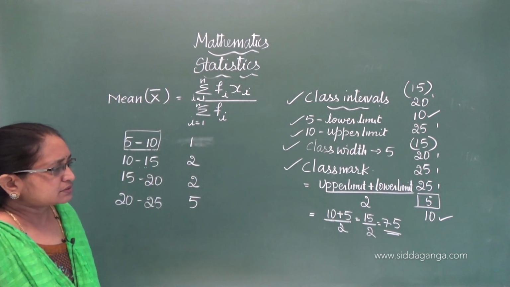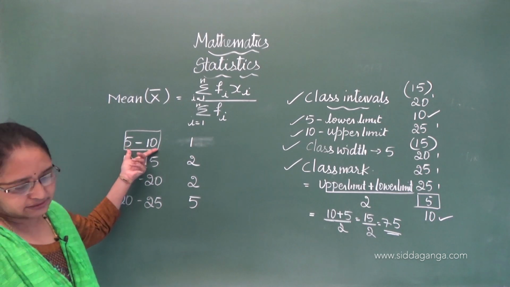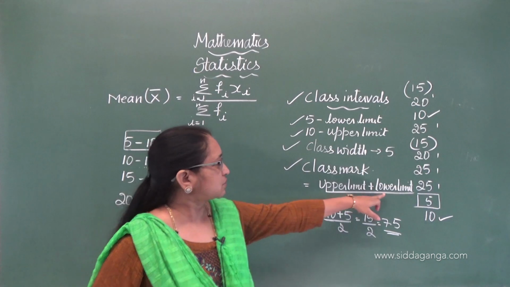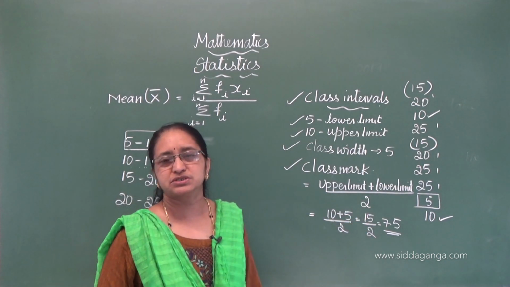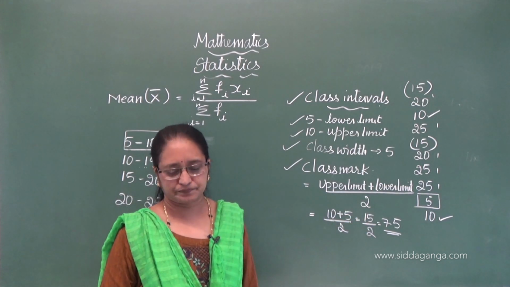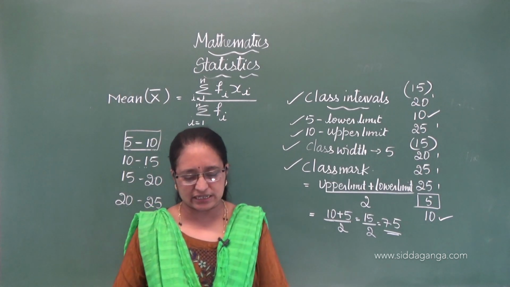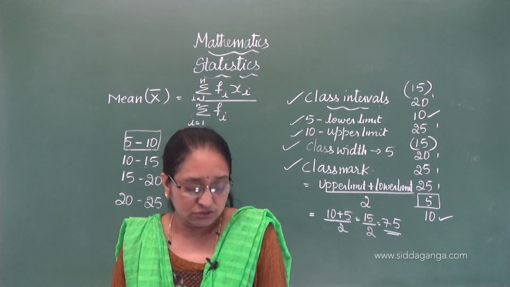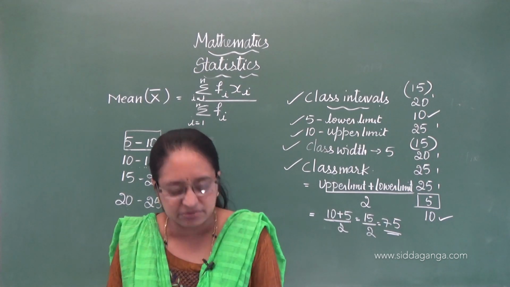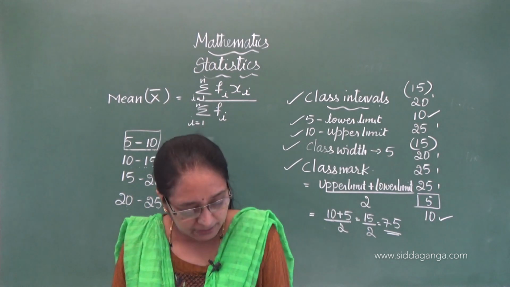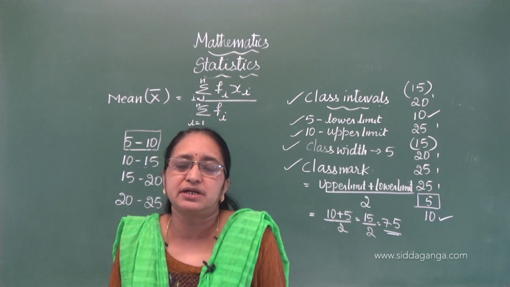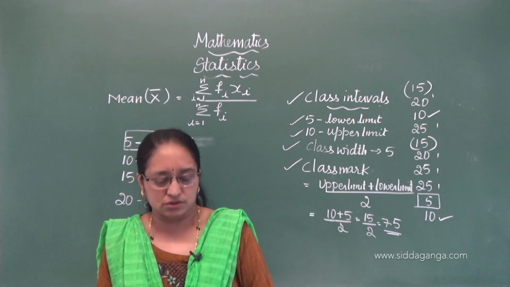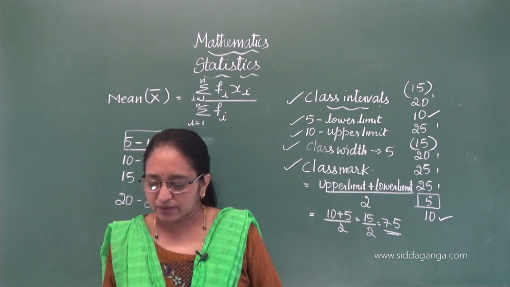So here the class mark is the upper limit plus lower limit divided by 2. This is called the class mark. The midpoint of each class can be chosen to represent the observations falling in that particular class. That is the meaning of class mark.